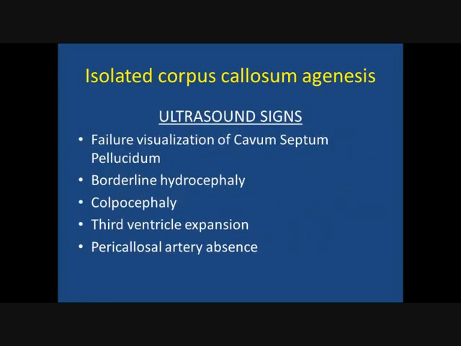The ultrasound signs are failure to visualize the cavum septum pellucidum, a borderline hydrocephaly, colpocephaly, third ventricle expansion, and finally absence of the pericallosal artery.